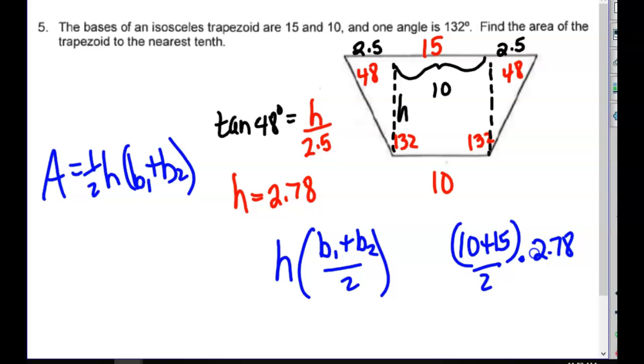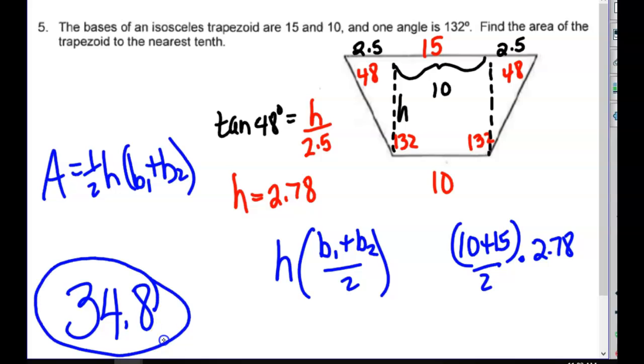So I got the area to be 34.75. So I don't know if it was 34.7 or 34.8. No units anywhere, right? It would be square units. All right, that was just a good little review of some geometry.